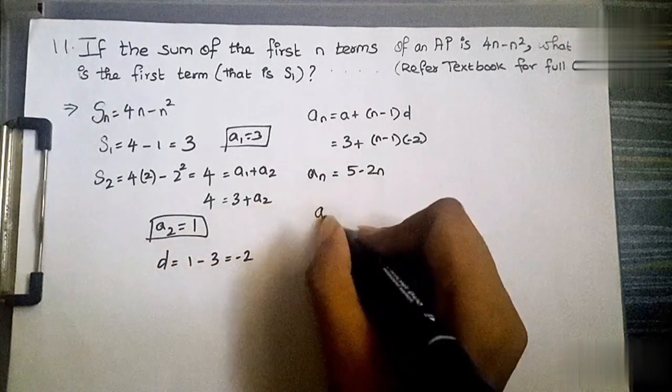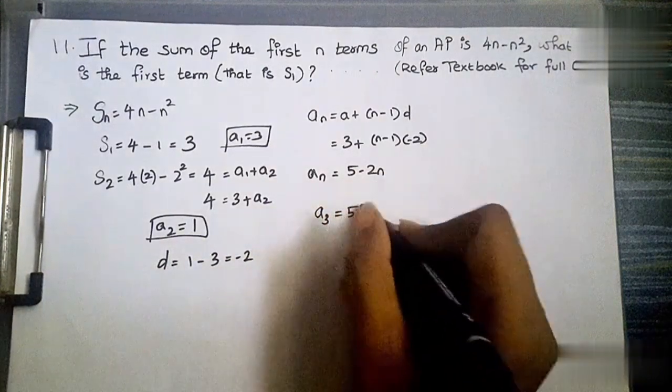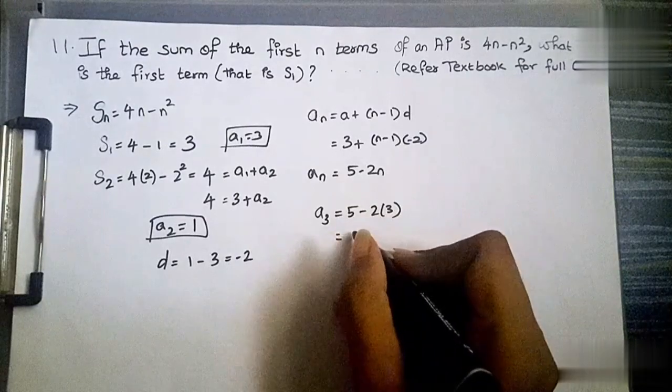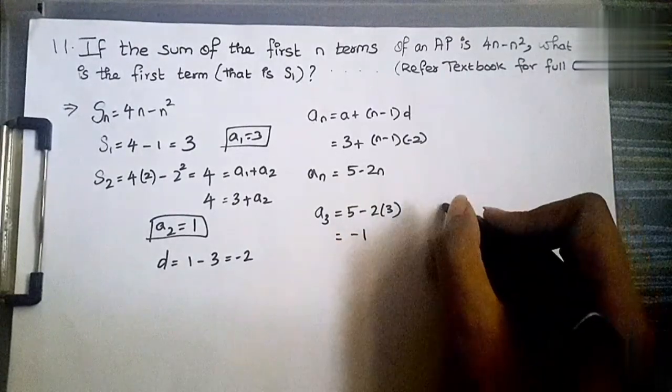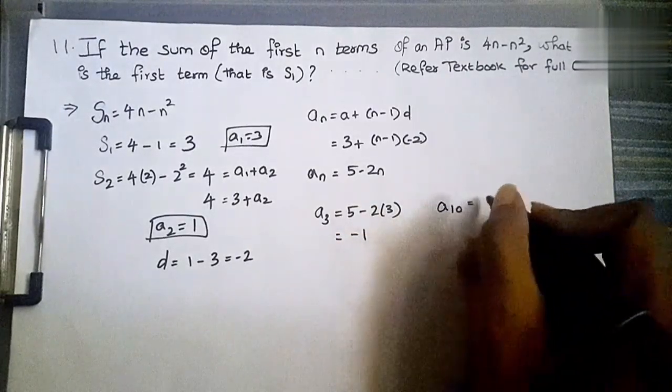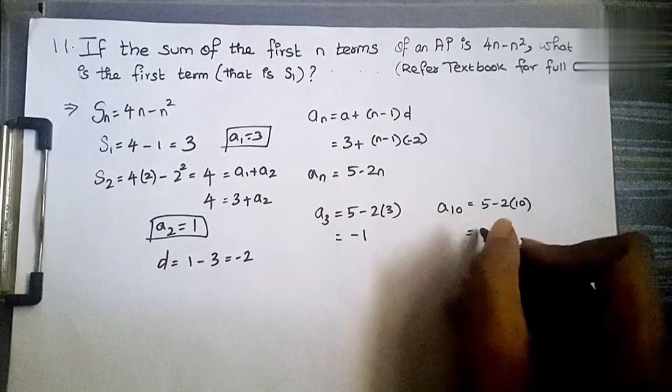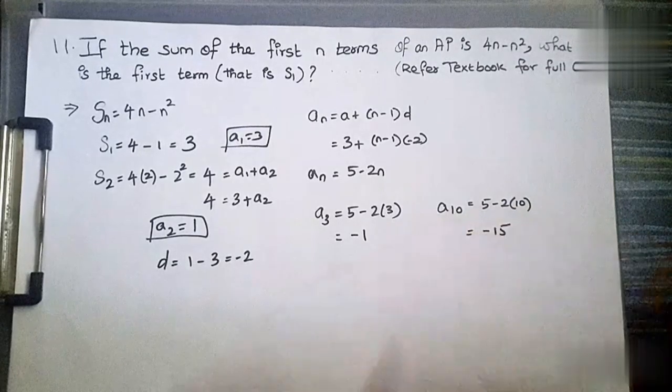Now A3 is equal to 5 minus 2 into 3, that is equal to minus 1. Similarly they are asking 10th term. So A10 equal to 5 minus 2 into 10. So that is equal to minus 15. So the third term is minus 1 and the 10th term is minus 15.